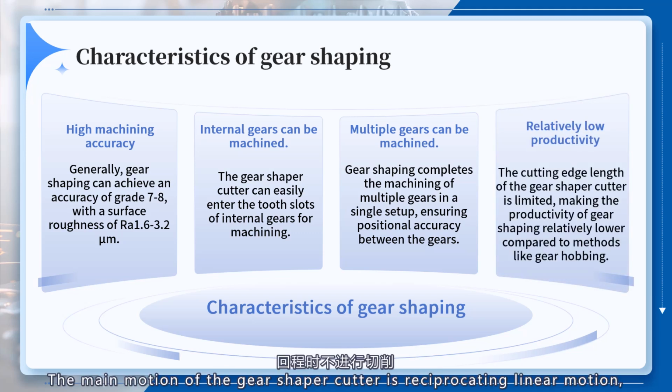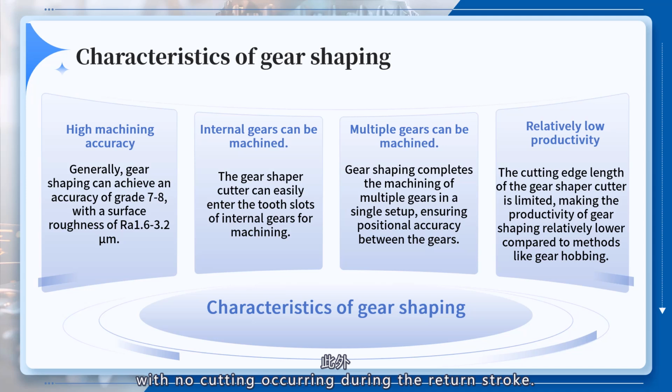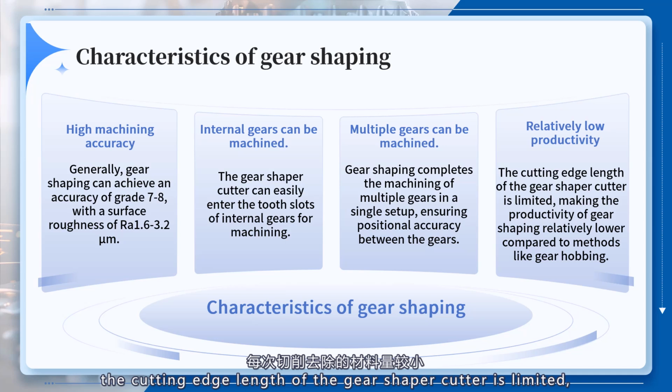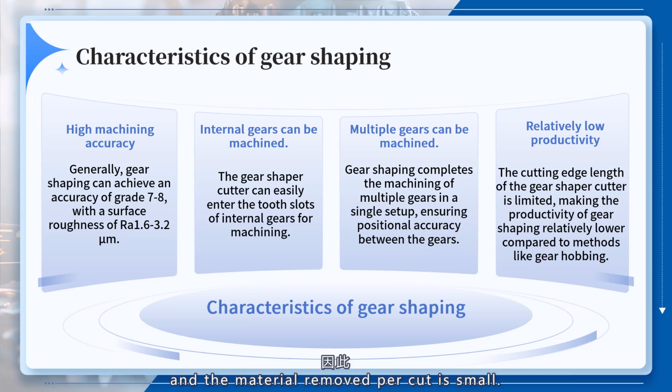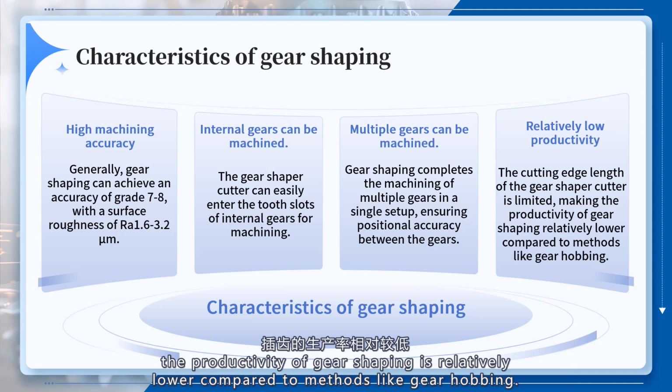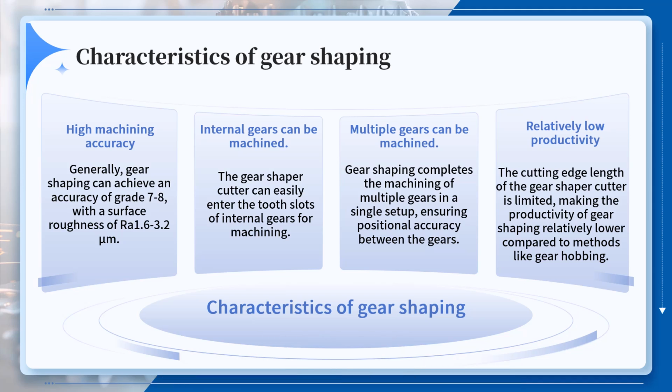4. Relatively low productivity. The main motion of the gear shaper cutter is the reciprocating linear motion, with no cutting occurring during the return stroke. Additionally, the cutting edge length of the gear shaper cutter is limited, and the material removed per cut is small. Therefore, the productivity of gear shaping is relatively lower compared to methods like gear hobbing.